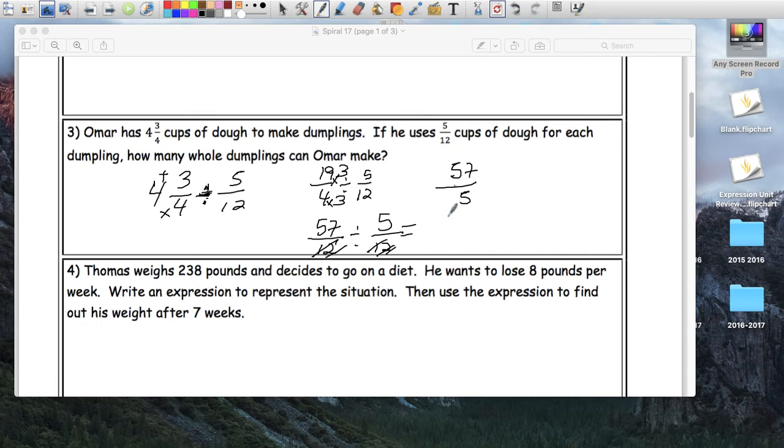And I want to change this to a mixed number. 5 goes into 57 10 times, 7 left over. Nope, not 10 times, sorry. 11 times because it's 55. 2 left over, so 11 and 2/5. So how many whole dumplings can I make? I can make 11 whole dumplings, and I can make a little bit more of another one. But as far as completely whole dumplings, just 11.